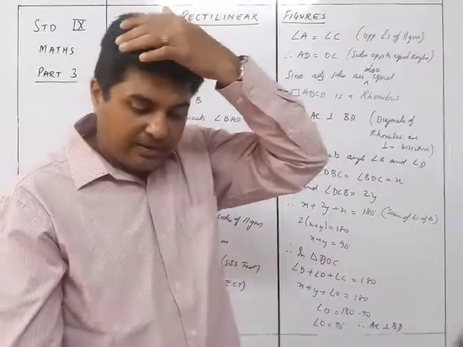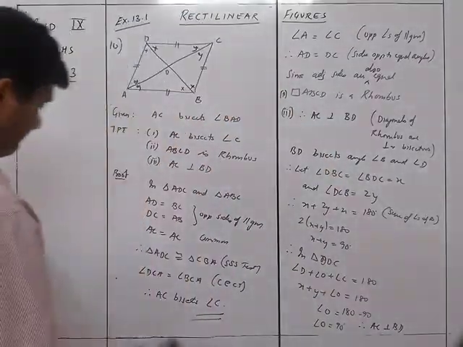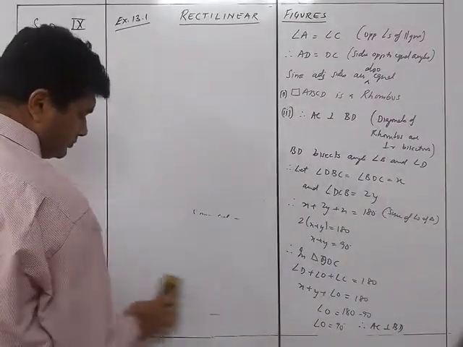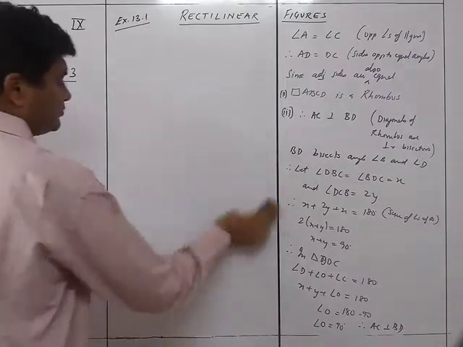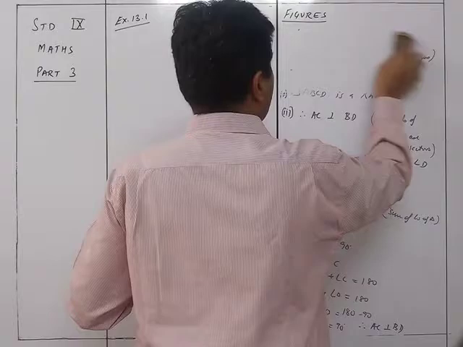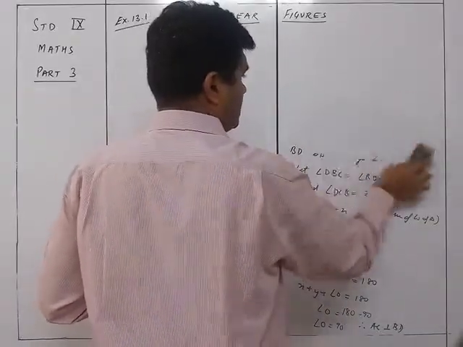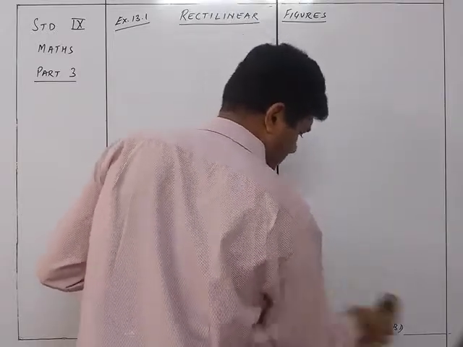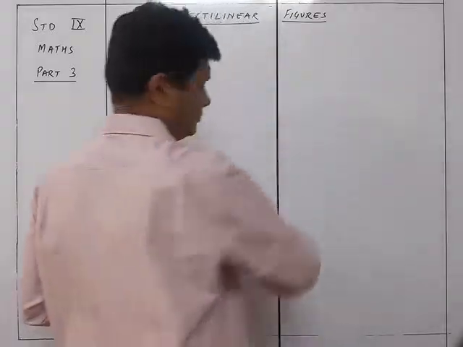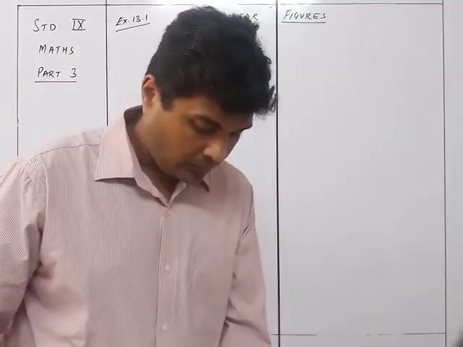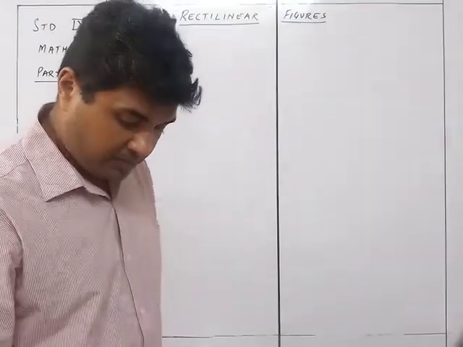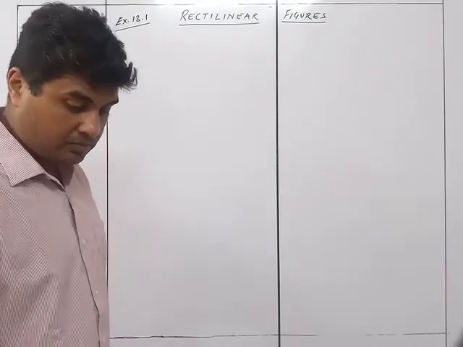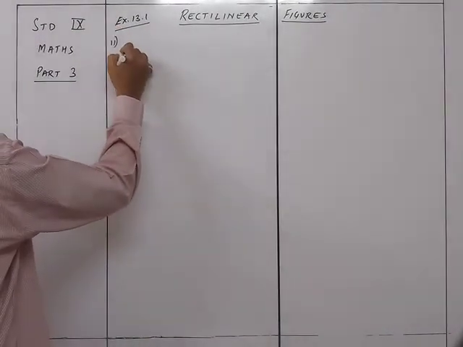Now we move on to sum number 11, the second one. Prove that the bisectors of any two opposite angles of a parallelogram are parallel. Okay, so yeah, we need to draw the figure.